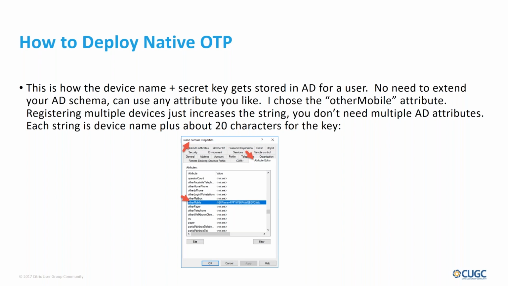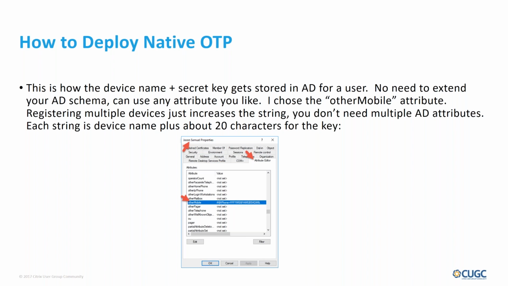Now, you might be asking, so if it's just NetScaler, there's no backend servers or anything, it talks directly to AD, where does the key get stored? Well, it actually gets stored in the AD user account. When you go into ADUC and make sure it's in advanced mode and you go to attribute editor, you can pick from any of these attributes within your Active Directory to store this key. I chose to use other mobile, and you set this on your NetScaler and it just drops it in there.